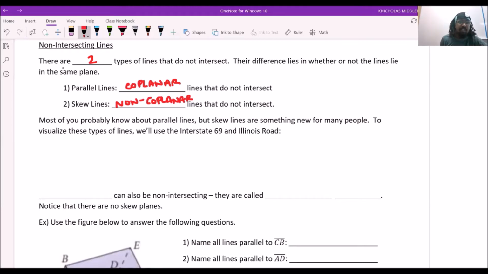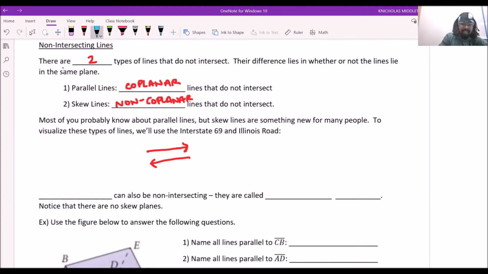But to visualize this, we'll use Interstate 69 and Illinois Road. So when you drive on Illinois Road, there's a few lanes, but I'm just going to say there's one, right? And you can go this direction on it. And then over here, you can go this direction. And these streets or these lanes are parallel. So the cars that use them will never run into each other, right?